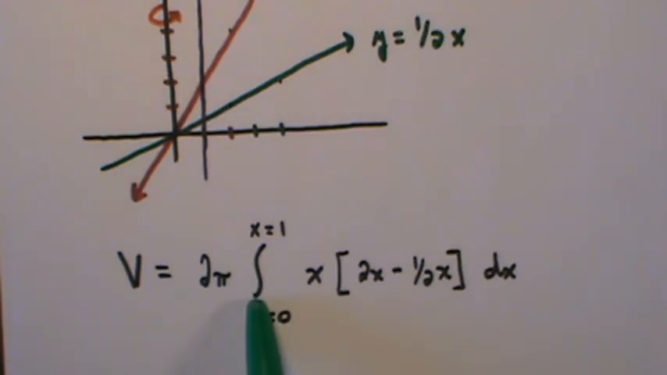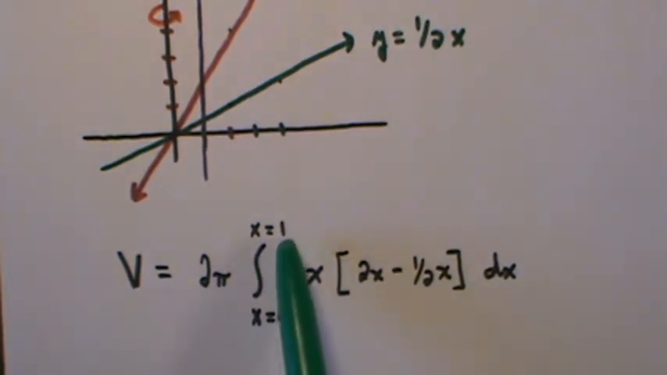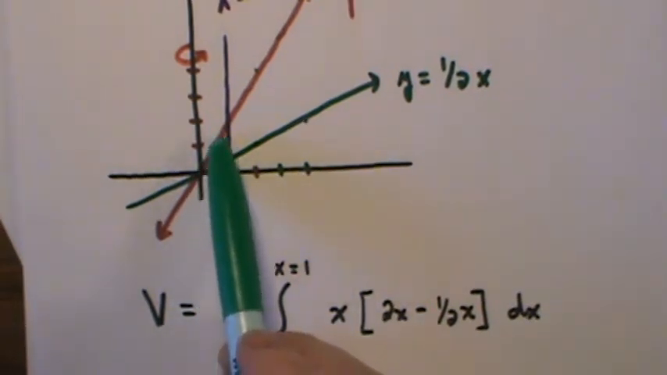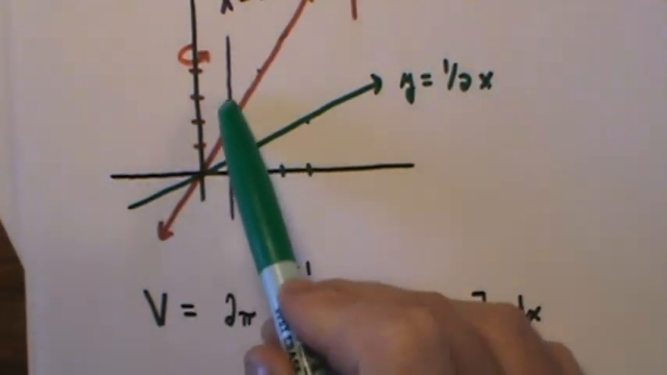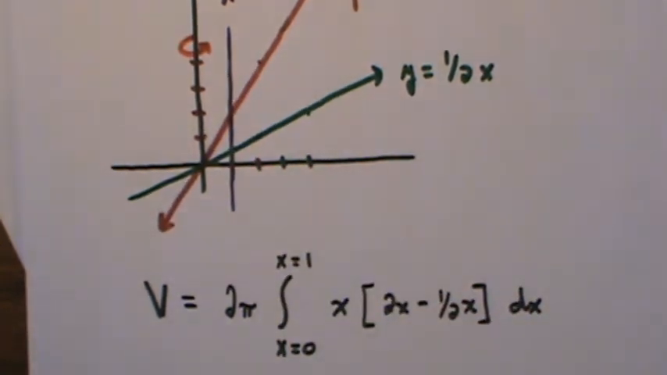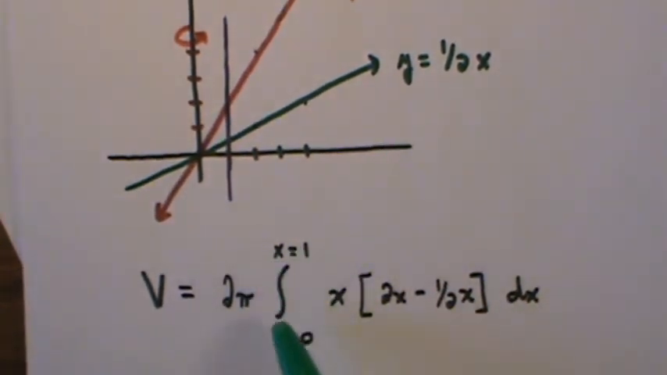the integral. Now I have to decide when to start and when to end the integral. That's dictated by this region. It's telling me to start at x equals 0 and end at x equals 1. So I wrote the integral from x equals 0 to x equals 1.